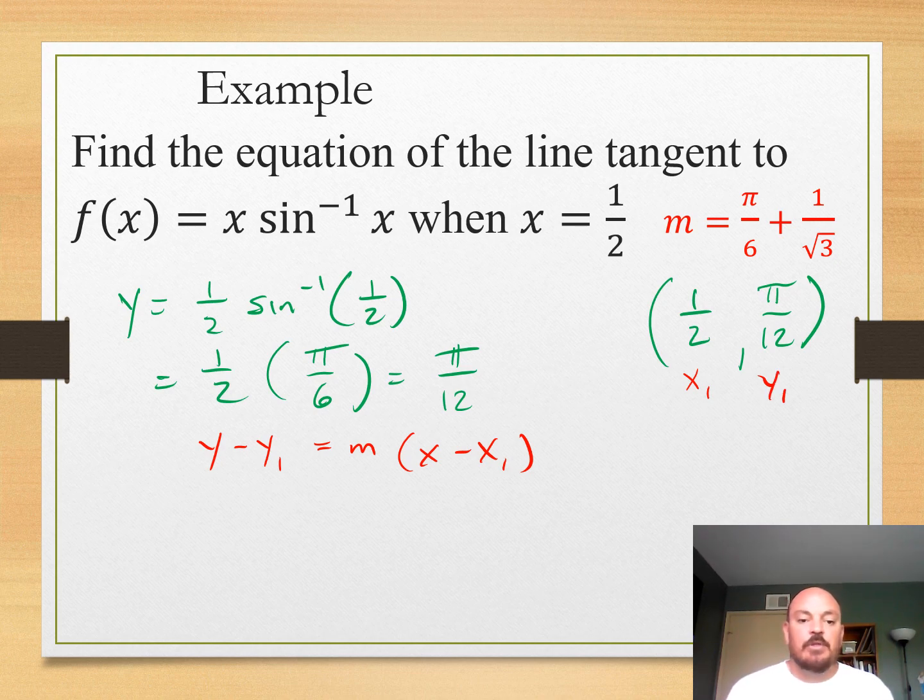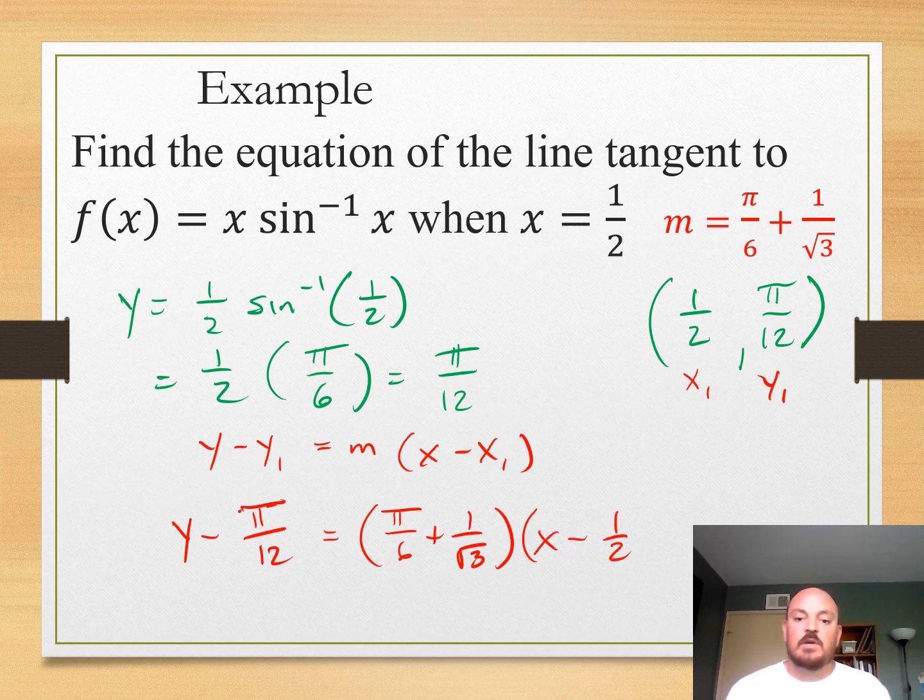So what we're going to end up with for our final answer is y minus pi over 12 equals, and then put that whole slope in parentheses. We need the whole thing. Pi over 6 plus 1 over radical 3 times x minus 1/2. And you definitely just want to leave your answer like that. Don't try to multiply it all out. It would be kind of messy.